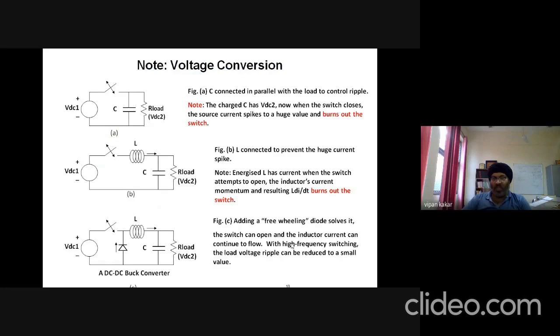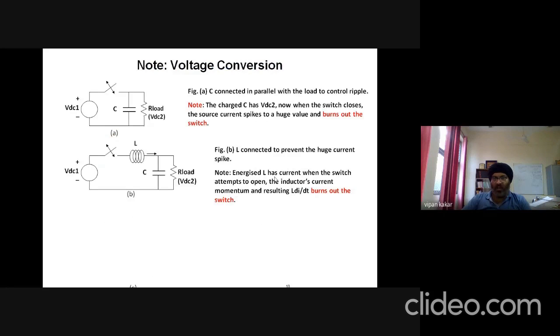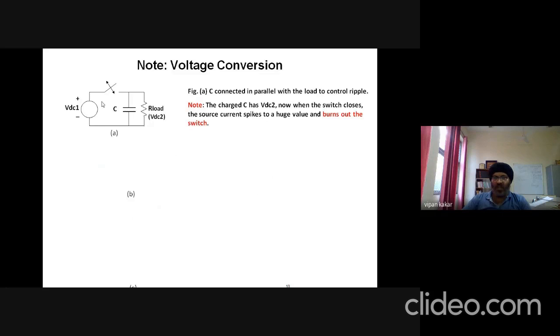So based on the previous slide, I can just mention over here, let's say we have a switch and a load, just like the previous circuits we have seen. But now we have included a capacitor, just like we have seen in the AC to DC converter or rectifier. We place a capacitor at the load, in parallel to the load, to remove the ripples. So let's say the capacitor has already been charged to some voltage, which is VDC2.